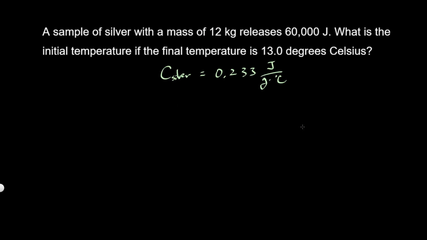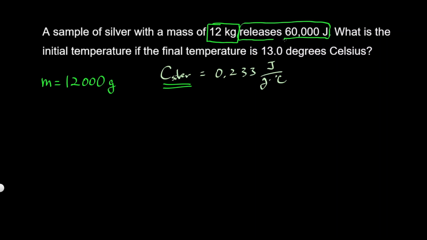Let's do the next one. The second one says a sample of silver. I have found the specific heat for silver. The mass is 12 kilograms. I don't like that, because when you look at the specific heat, the mass is in grams. So let's change M into 12, add 3 zeros to it, 12000. Now that has 2 sig fig. It releases that amount of energy, so since it's releasing, Q is going to be negative 60,000 joules. But this is 1 sig fig. Keep that in mind.